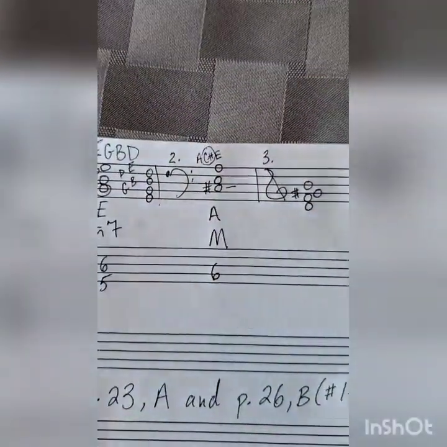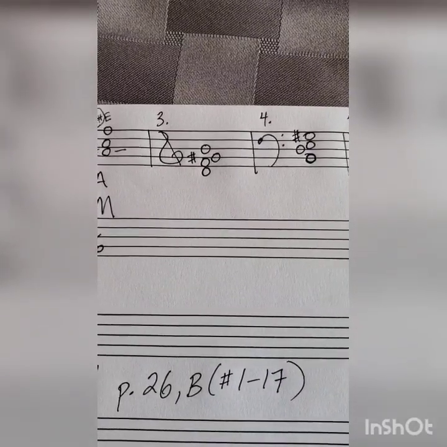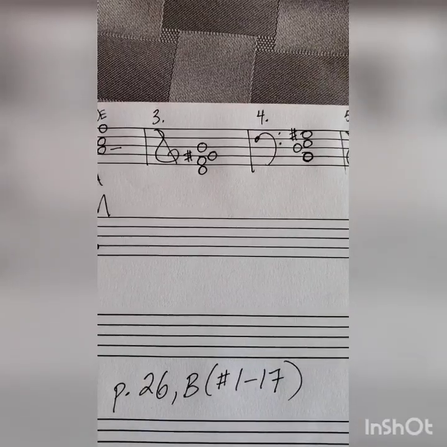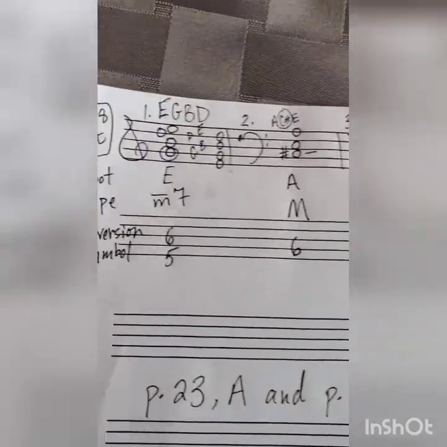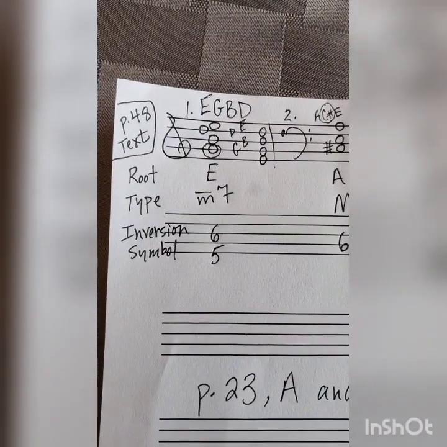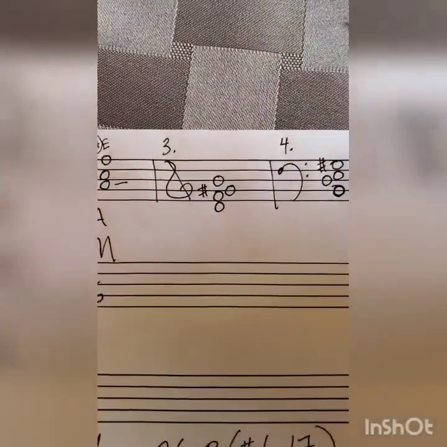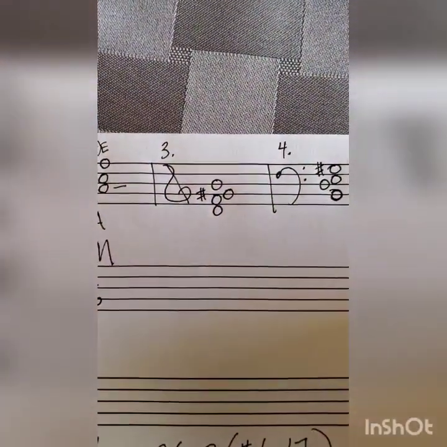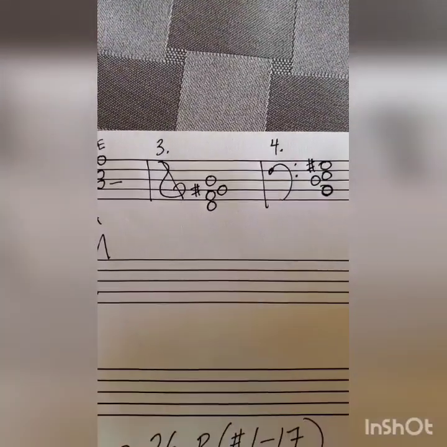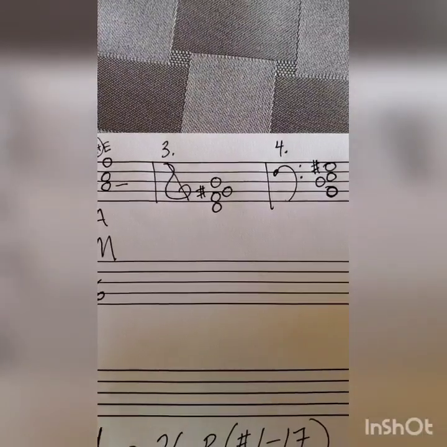Let's keep going. So here's number 3. This is self-test 3-3 on the bottom of page 48 in the textbook again. What we're looking for is the root, the type, and the inversion symbol for each one. Here's number 3. So again, look at the notes. We have the notes D, F, G sharp, and B from the bottom up. You want to arrange those 4 notes so they're all a third apart. That will give you the root position chord.